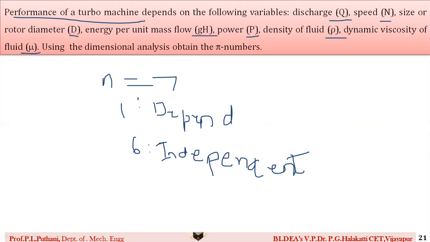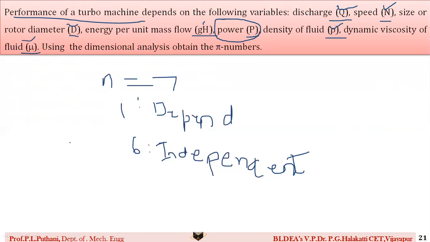It has to either absorb power or generate power. So what it means here is that the term power is the dependent variable, either absorbed or generated, and it is dependent upon the 6 independent variables, that is discharge Q, speed N, rotor diameter D, energy per unit mass flow gH, density rho, and viscosity mu.